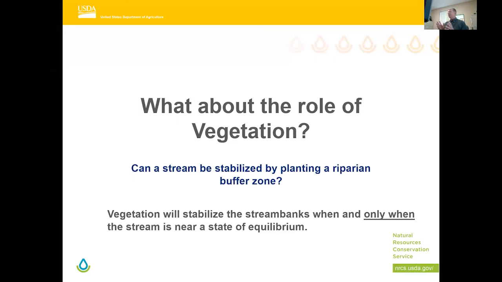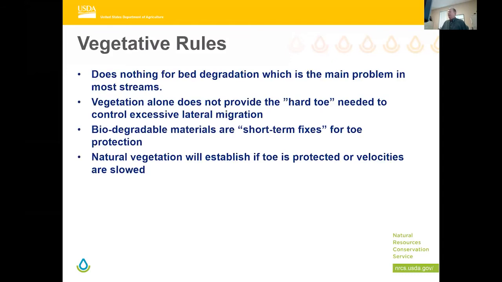So vegetation's really only going to stabilize a stream bank when, and only when, a stream is near its state of equilibrium. So only for streams near equilibrium would we try to use vegetative means. And here's some of the reasons. Vegetation doesn't do anything for bed degradation, which is the main problem in most streams in southern Illinois for sure. So we can't plant vegetation in the middle of the channel, it won't survive. So not the types of vegetation that we want surviving.